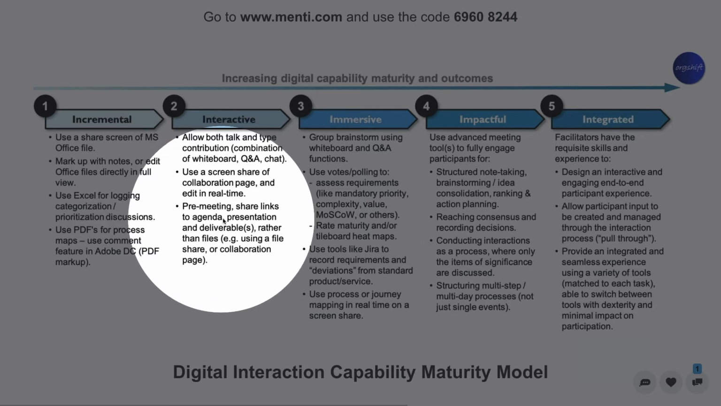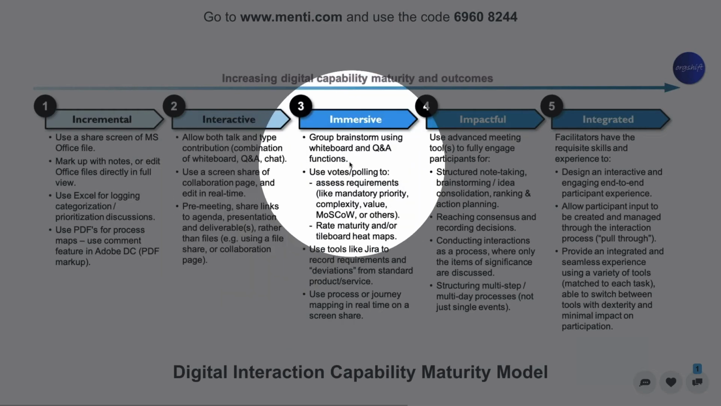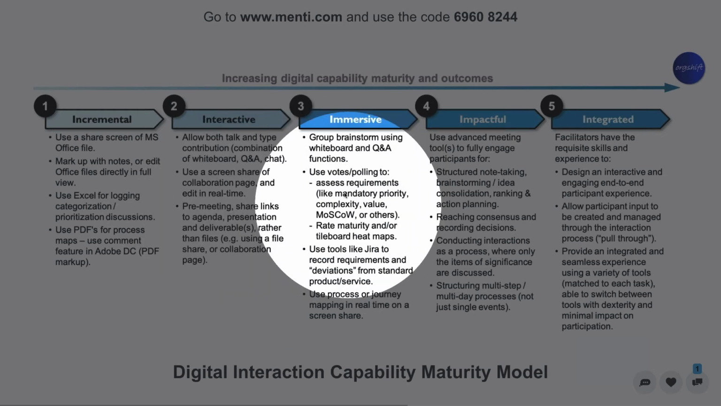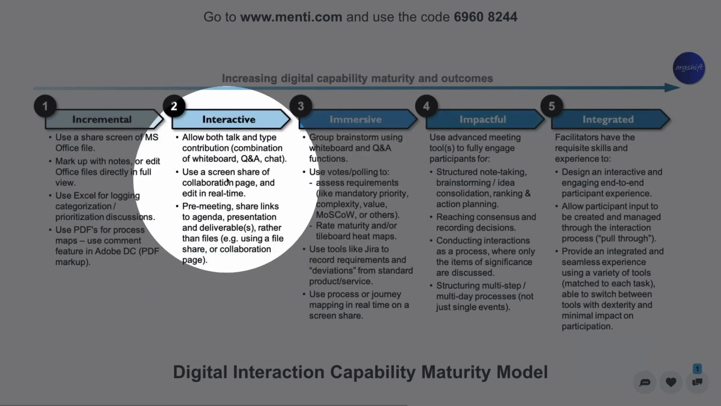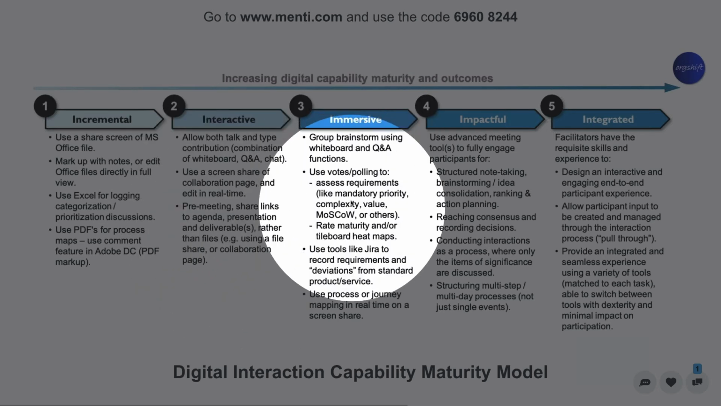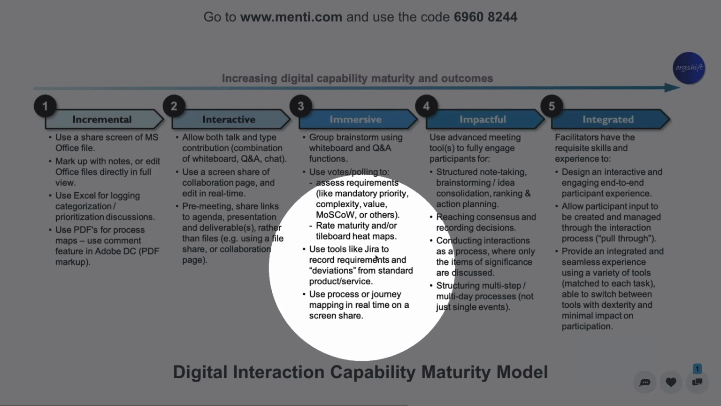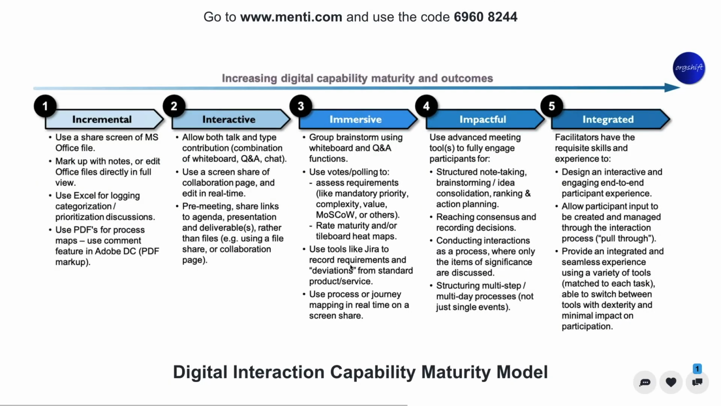And how do you prepare? So if you're pre-meeting, you want to be able to do some things. How do you make something more immersive? Now we're moving beyond just doing screen sharing, to actually doing brainstorming, using votes, using tools like Jira. So not everything has to be in real time. I think the point about a digital interaction, in fact, is you've got multiple tools at hand that allow you to work both.